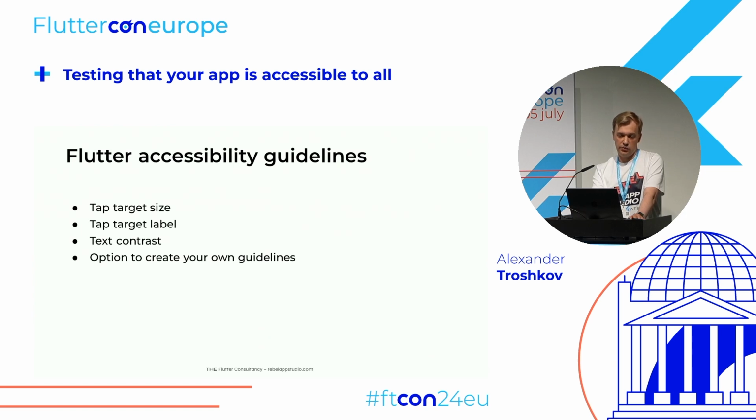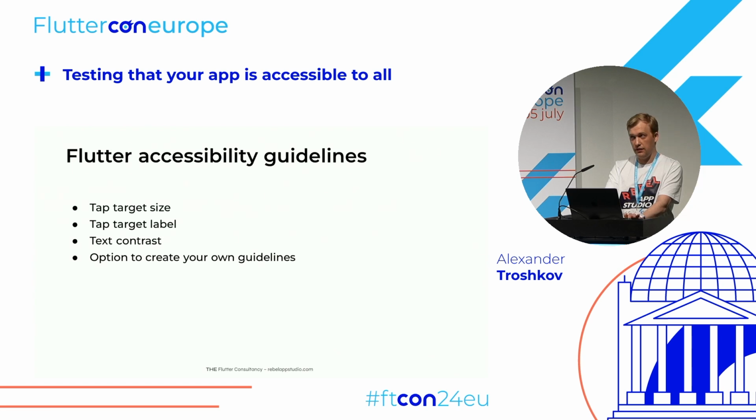Then there is a guideline to check that all tappable areas have semantic labels. So if you have a widget that user can tap, then it should have a semantic label. And the third one is a guideline to check that all texts have sufficient contrast. So this guideline goes through all nodes of the semantic tree, looking for widgets like text or editable text. It calculates contrast ratio based on light and dark colors and compares that value to the value from some accessibility standard. It's also possible to build your own guideline. I'm going to show that later on.